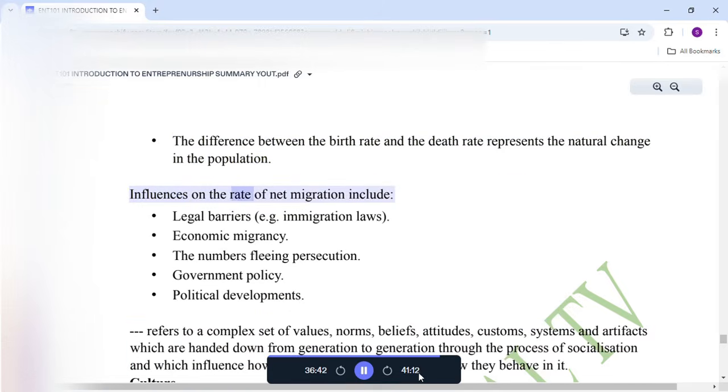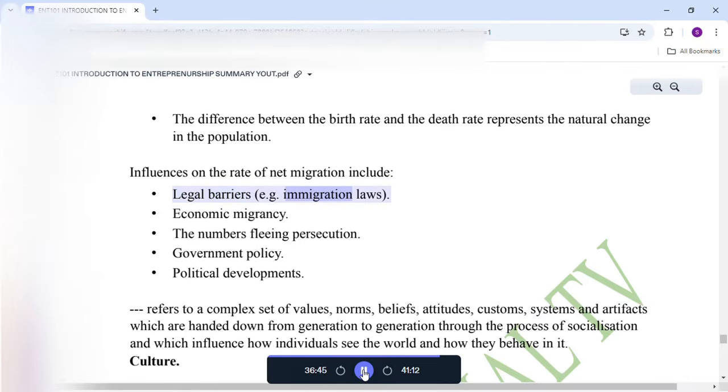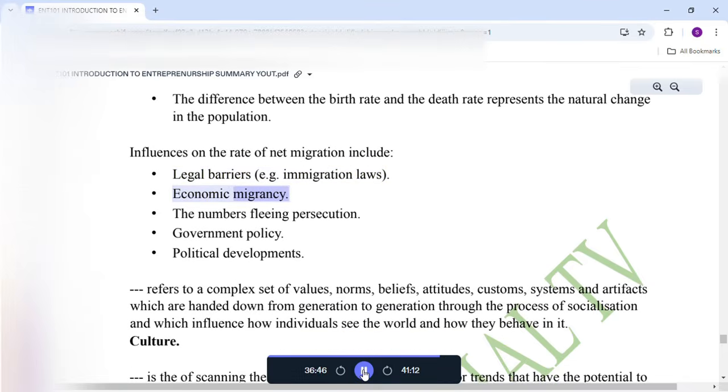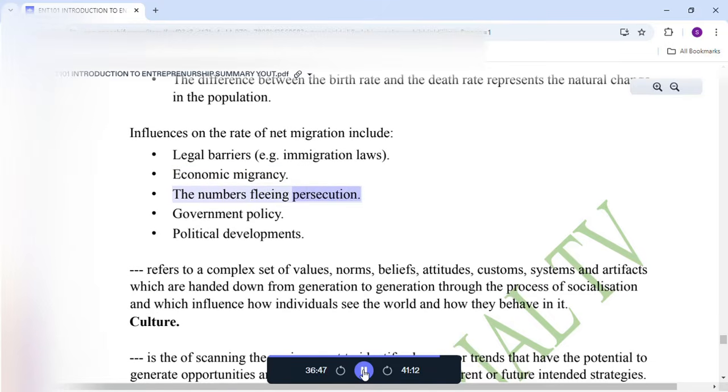Influences on the rate of net migration include legal barriers, e.g. immigration laws. Economic migrancy. The numbers fleeing persecution. Government policy. Political developments.